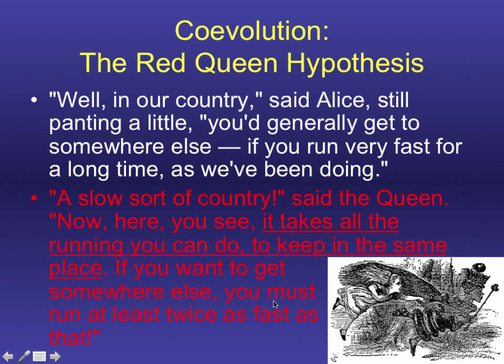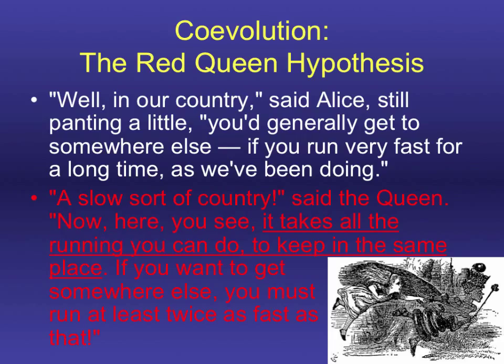And basically what she says here, the gist of this, is that where she lives, it takes all the running you can do to keep in the same place. You have to run as fast as you can just to stay in the same place. You're never really going to get anywhere. The best you can hope to do is just stay in the same place. And so with exploitation, with predation, with parasitism and herbivory, the idea is that you have to evolve as fast as you can just to stay in the same place in terms of fitness.